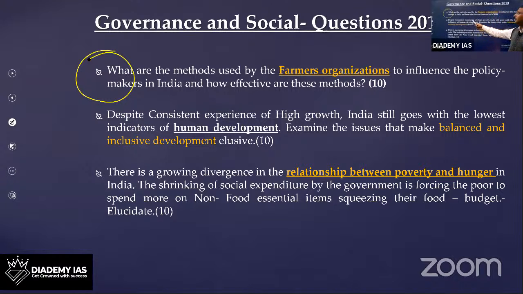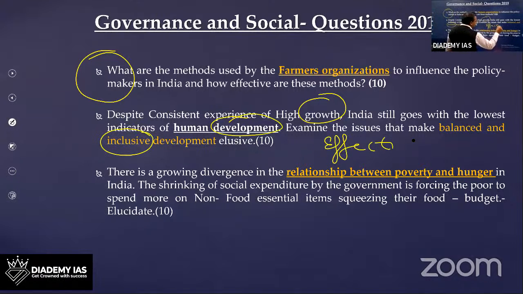Next question is, despite consistent experience of high growth, India still goes with the lowest indicators of human development. So growth is good but human development is low. Examine the issues that make balanced and inclusive development elusive. Why is balanced and inclusive development not achieved? Again the question is about the effectiveness of the government policies. What is the problem in the governance?